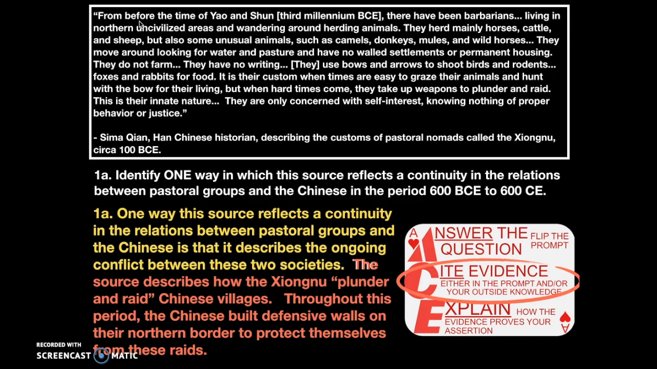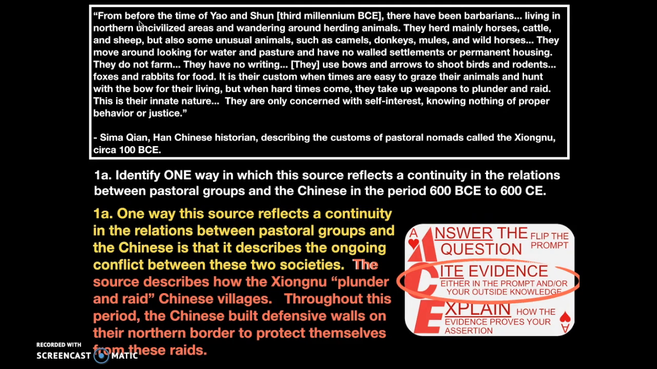So throughout this period, the Chinese built defensive walls on their northern border to protect themselves from these raids. If you can, provide outside evidence as well and go for it. You can't get any points off in AP World History for writing things that are historically inaccurate or wrong. So this is an area where you just back the truck up and dump as much knowledge, hoping that some of it is correct, within your one page and time limit.